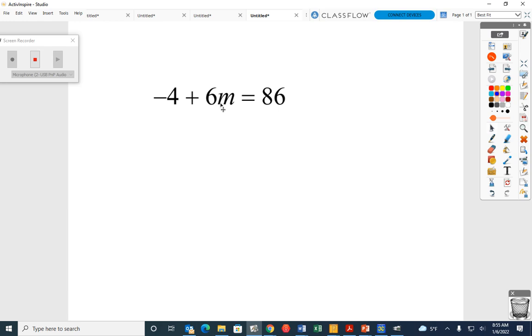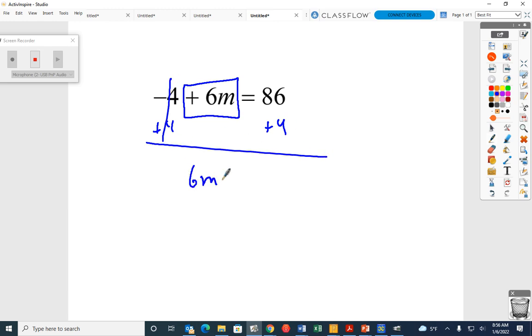Just kidding. Okay, so how do I do this? What do I need to do? Put what in the box? 6m. Positive 6m. So I need to put that positive 6m in my box. Very good. What's outside that box? How do I get rid of negative 4? You add 4. And if I add 4 here, I add 4 there. So those cancel. I have 6m equals, what's 86 plus 4?